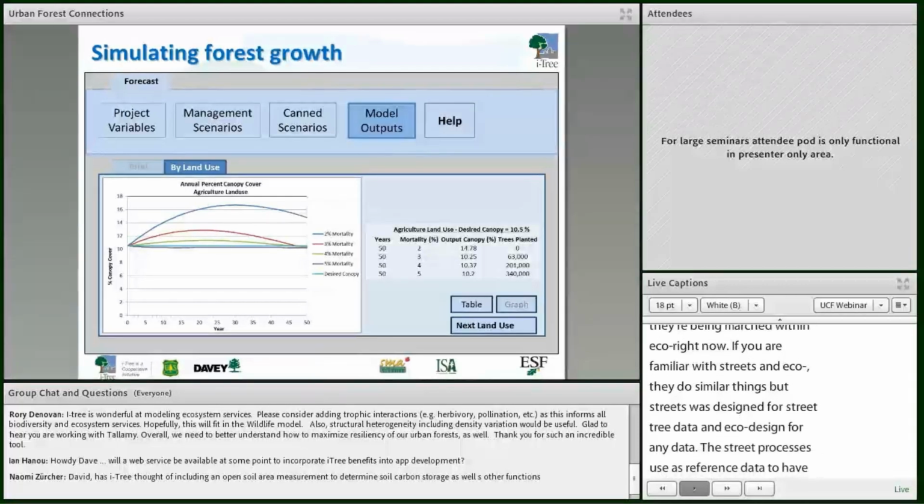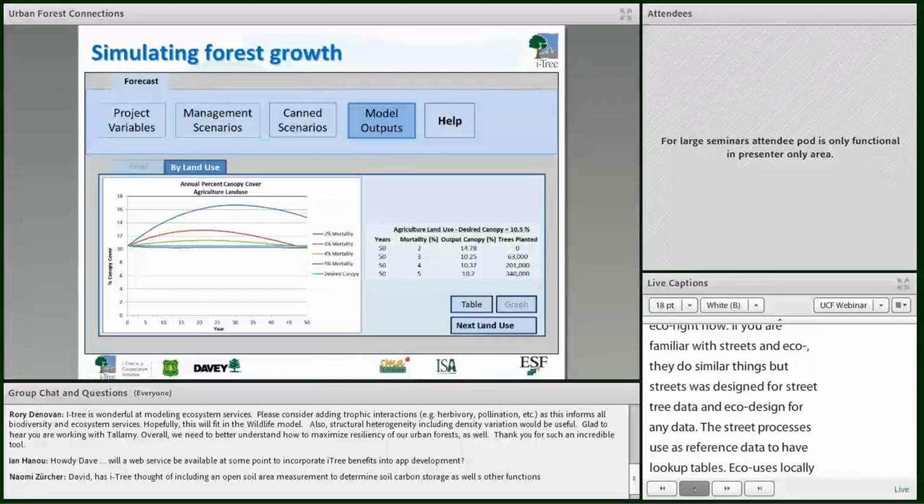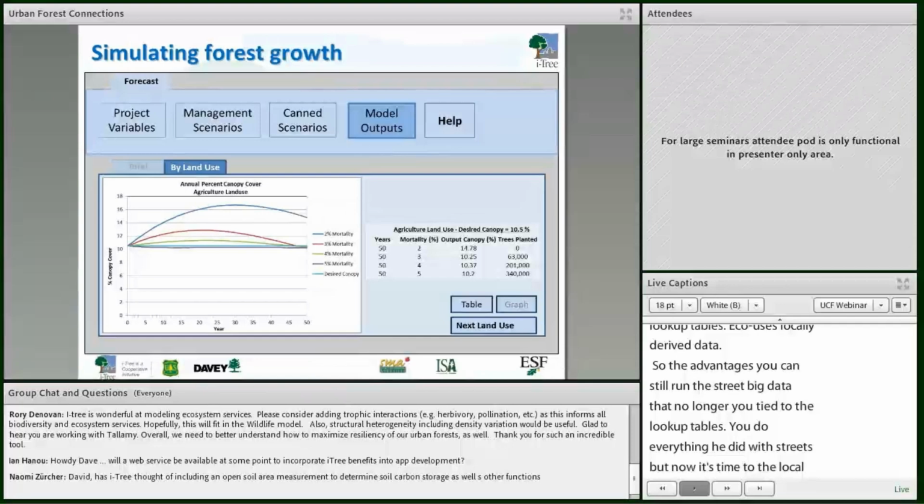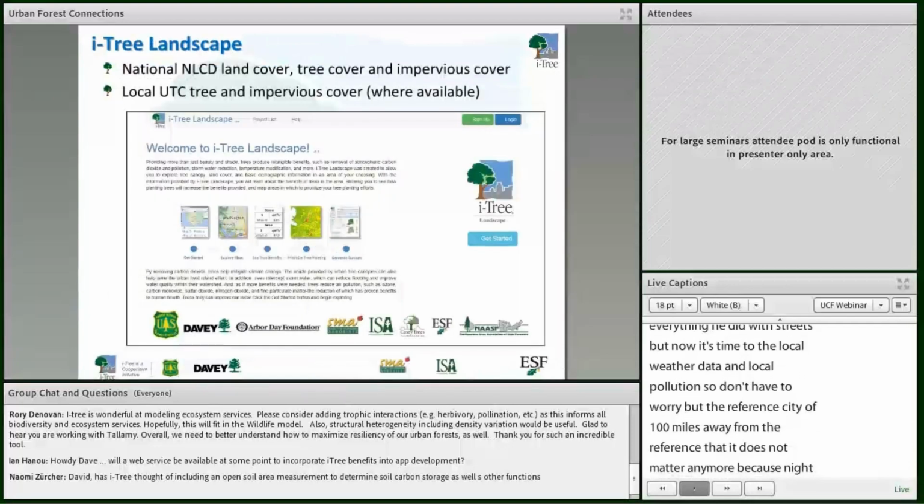So the advantage is you can still run your street tree data, but no longer are you tied to the lookup tables. You can do everything you did in Streets, but it's now tied to your local weather data, your local pollution, so you don't have to worry about the reference city. So if I'm 100 miles away from the reference city, it doesn't matter anymore because now you can grab your local data in ECO and run it live, basically, without having to look up tables. So you get the best of both worlds there by being able to do the street trees.